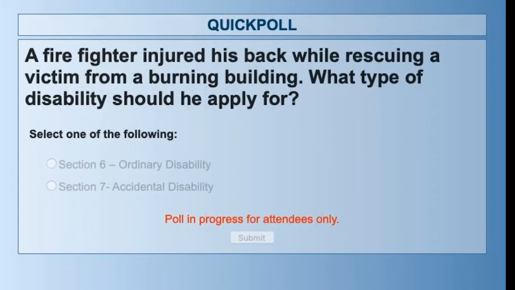Okay, is everyone ready? We're going to give you about 30 seconds to complete this poll. So the question is, a firefighter injured his back while rescuing a victim from a burning building. He sustained a severe, incapacitating, and chronic condition and can no longer perform the essential duties of his job as a firefighter. What type of disability should he apply for? Okay, I'm about to close the poll here.